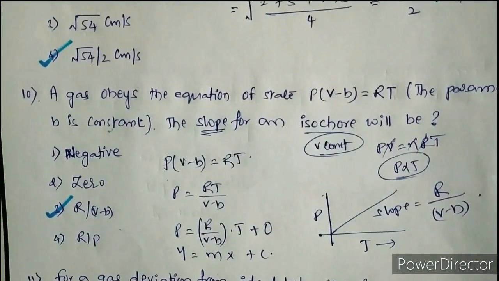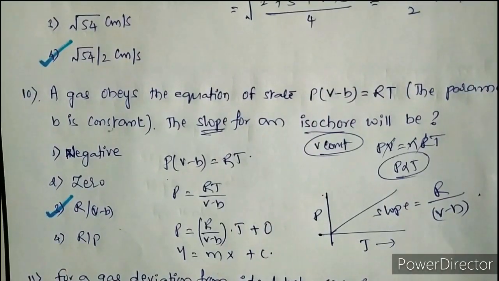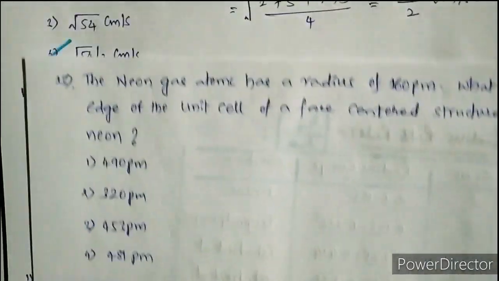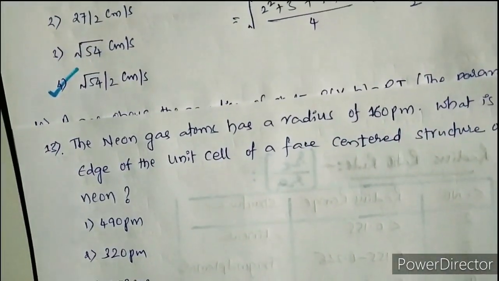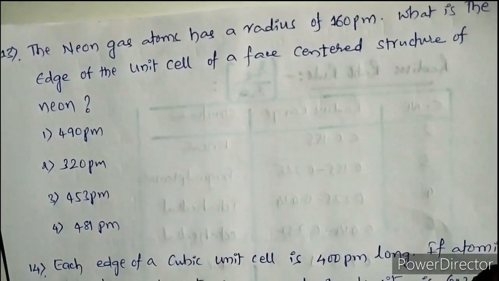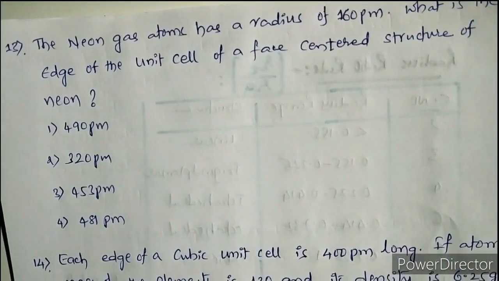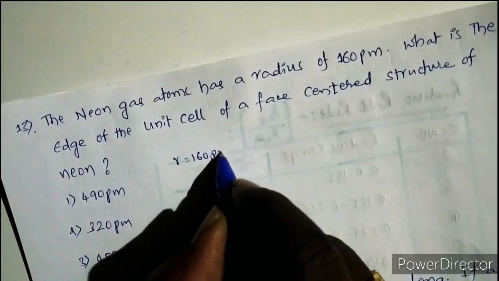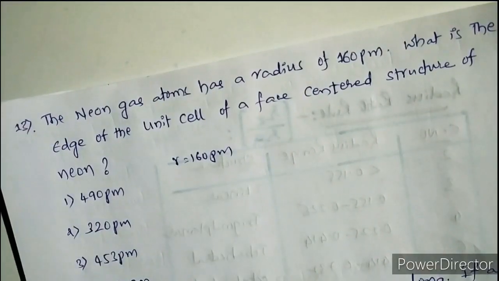Next question we'll discuss is... wait a second, this is the next question. The neon gas, can you see this? The neon gas atoms have a radius of 160 picometers. What is the radius given? 160 picometers. Solution I am doing here.